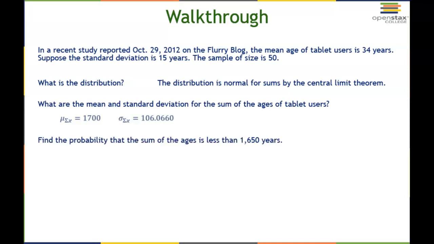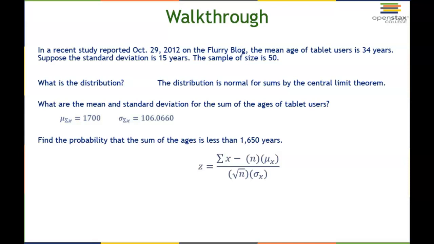Now we need to find the probability that the sum of the ages is less than 1,650 years. We need to go from our sum of our x value to a z-score to a p-value. So our translation from the sum of the x's to the z will be z equals sum of x minus n times mu sub x, all divided by the square root of n times sigma sub x. Now we actually have n times mu sub x. That's the 1700 value. So you could just plug it in. We also know the square root of n times the sigma x value.